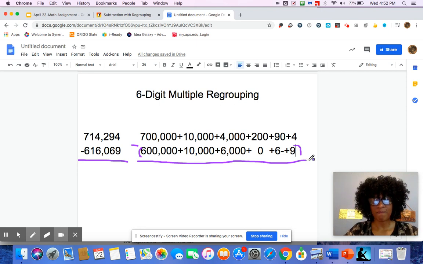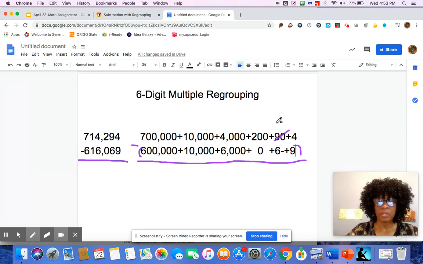All right, so looking at the ones place, that's where we have our very first problem. We're going to need to take a 10 from there, of course. So let's do that. That now makes that 90 become 80. And our 4 is now a 14. Okay, so it looks like we're ready to solve in the ones place and the tens place.